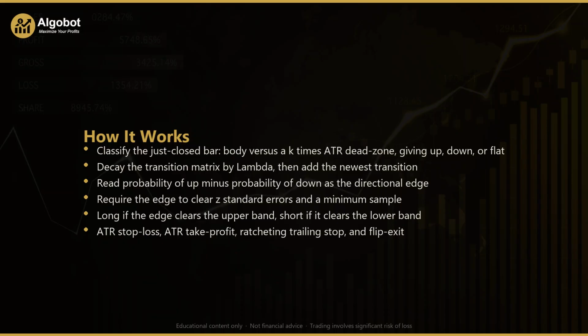The fourth step is trading. If the edge clears the upper band, the strategy opens a long. If it clears the lower band, it opens a short. On entry, the stop loss is placed at a multiple of the average true range away from price, and the take profit at a larger multiple, using the stop and target parameters. A trailing stop then follows the trade, ratcheting only in its favor. And if a significant edge appears in the opposite direction while a trade is open, the strategy closes that position early, reading the reversal as a change of regime. Only one position is held at a time.